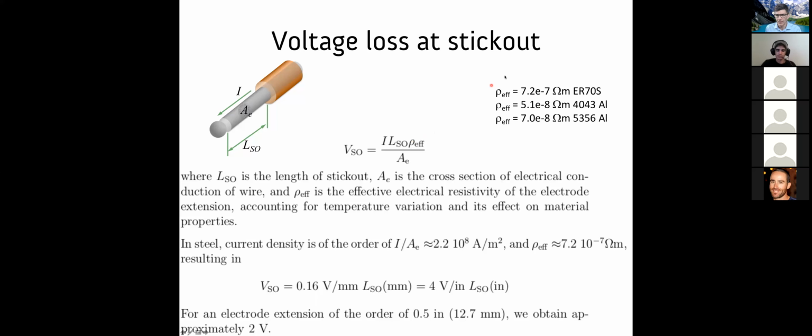Effective resistivity, which is this number here. We have the cross-sectional area of the wire; if you know the wire diameter, you know the cross-sectional area. You know your current, and here you get a voltage, right? And now, with the same wire, you can have a very large range of currents.